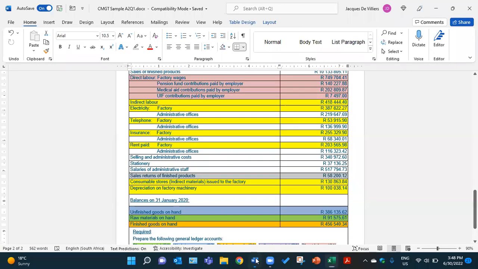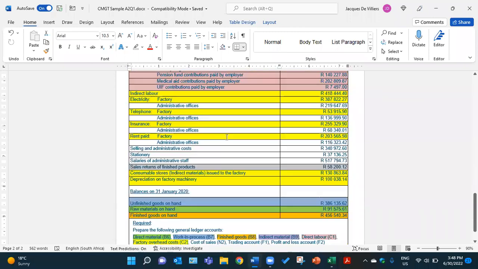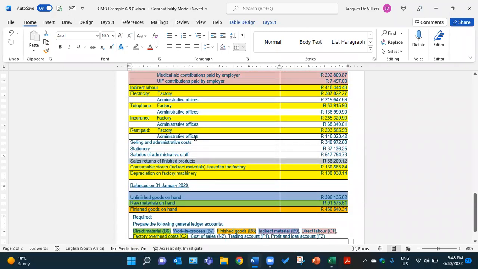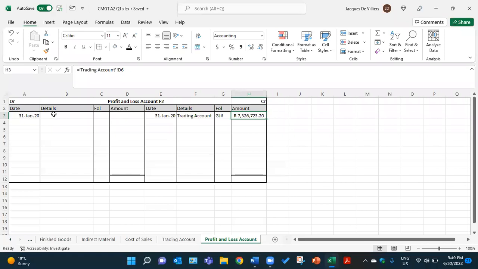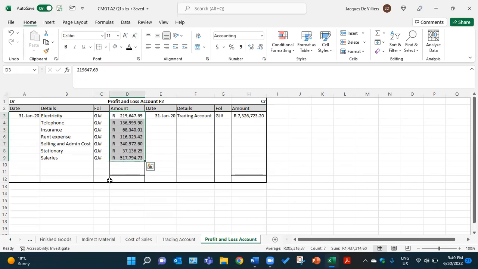But now you will remember, in our Word document, there are all these other expenses that we didn't put in yet, and we can't just ignore them. So now we must record the admin office expenses for electricity, telephone, insurance, and rent, as well as the selling and admin cost there, as well as the stationery there. So when I go to my profit and loss account, these are the things that I'm going to include there, not my profit, sorry, not that one yet. All of these are going to be recorded in General Journal, and in all cases, the amounts were given.